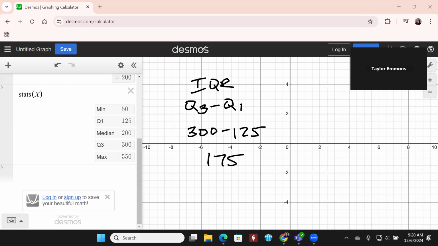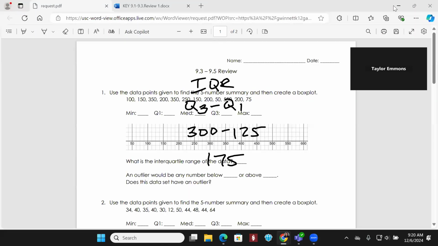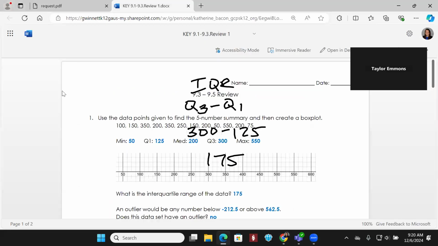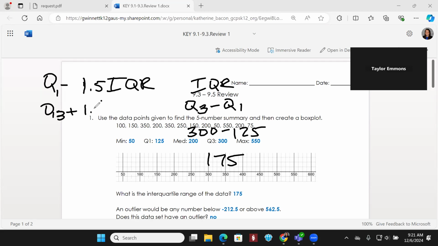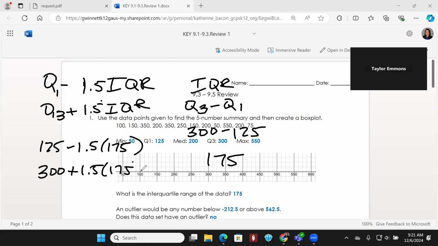175. Okay. Any outliers? So the way you do outliers is you do Q1 minus 1.5 times IQR and Q3 plus 1.5 times IQR. So Q1 was 125 minus 1.5 times 175. And Q3 is 300 plus 1.5 times 175. You're going to take those, plug it into your calculator.